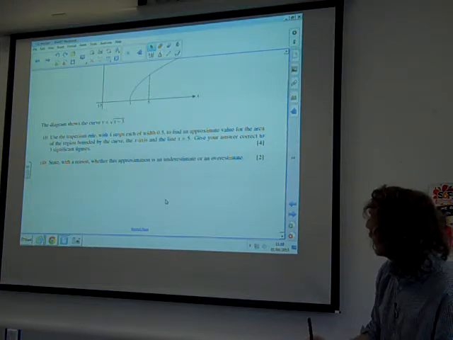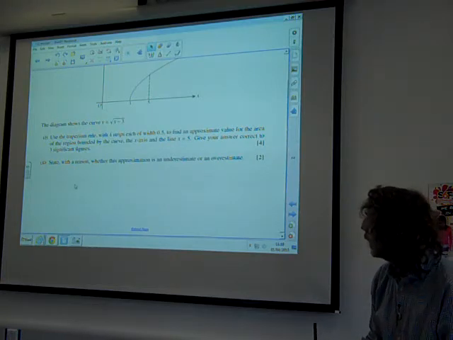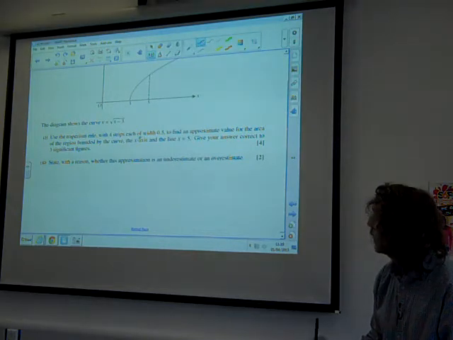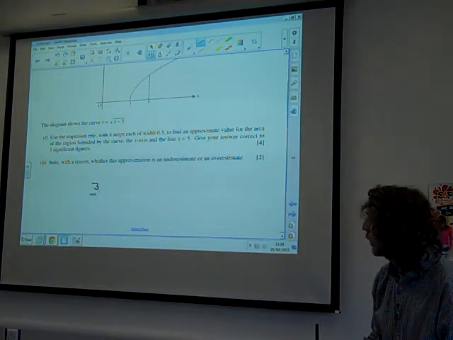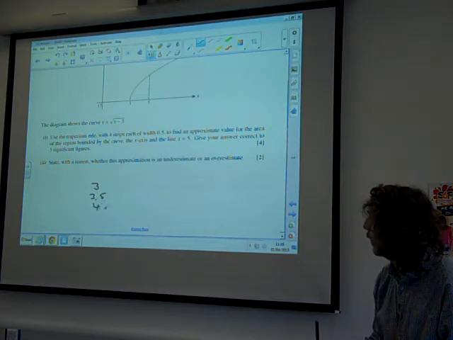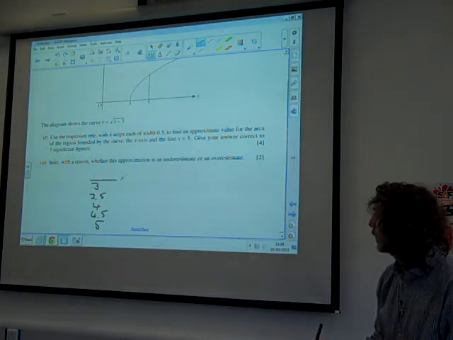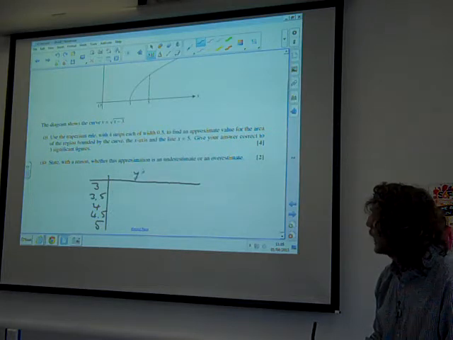So with 5 values between 3 and 5, we're going to use the values 3, 3.5, 4, 4.5 and 5. They are our 5 values. They're the x values. So y is root x minus 3.